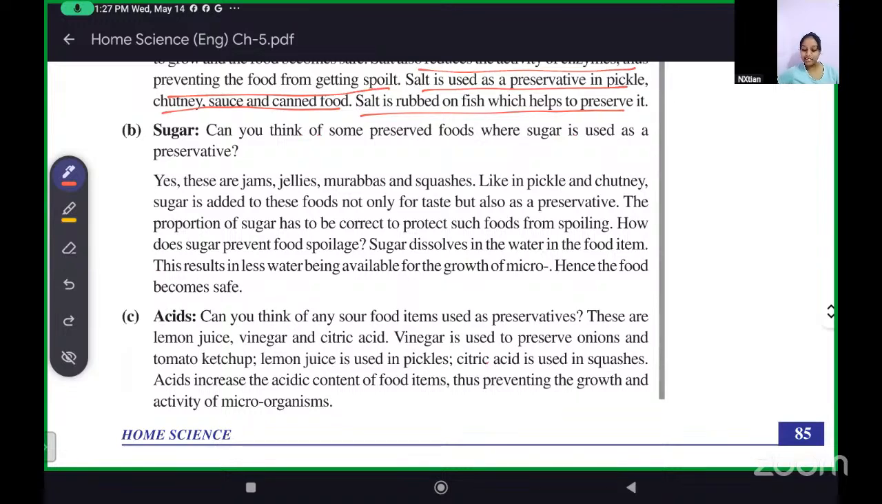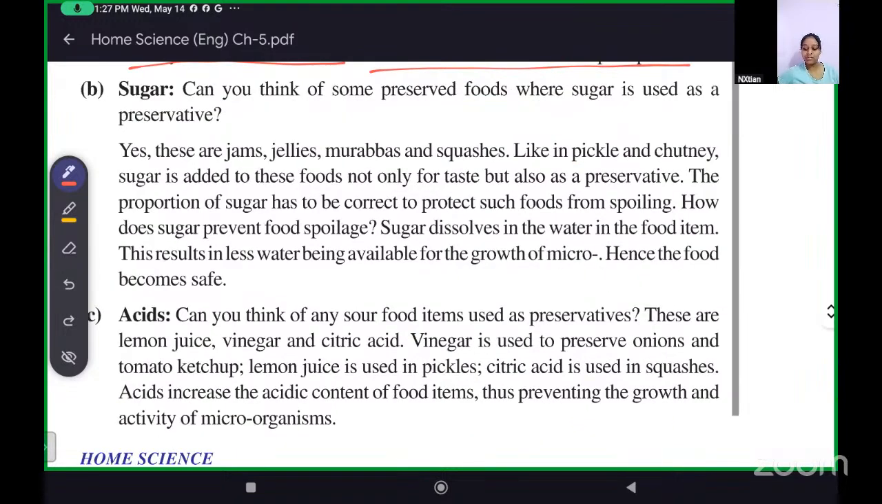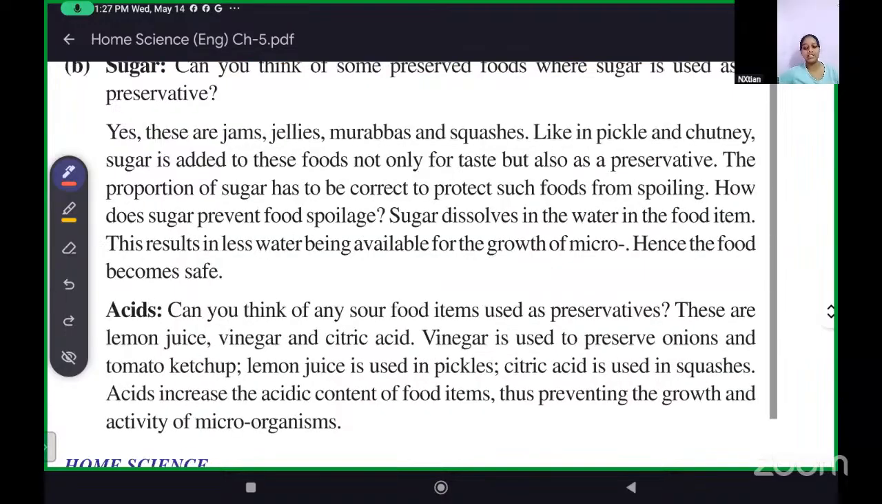Like in pickle and chutney, sugar is added to these foods not only for taste but also as a preservative. The proportion of sugar has to be correct to protect such foods from spoiling. Now, how does sugar protect them? Sugar dissolves in the water in the food item. This results in less water being available for the growth of microorganisms. Hence, the food becomes safe.